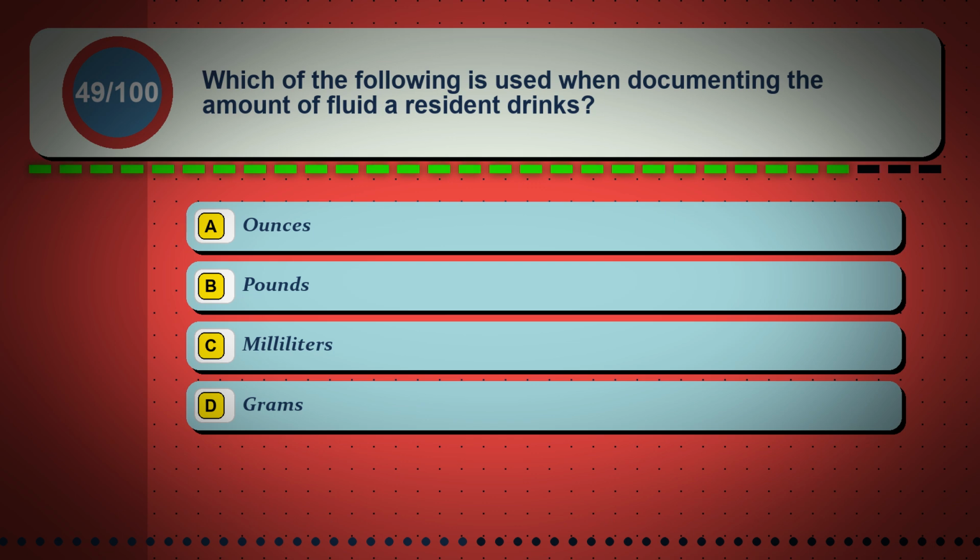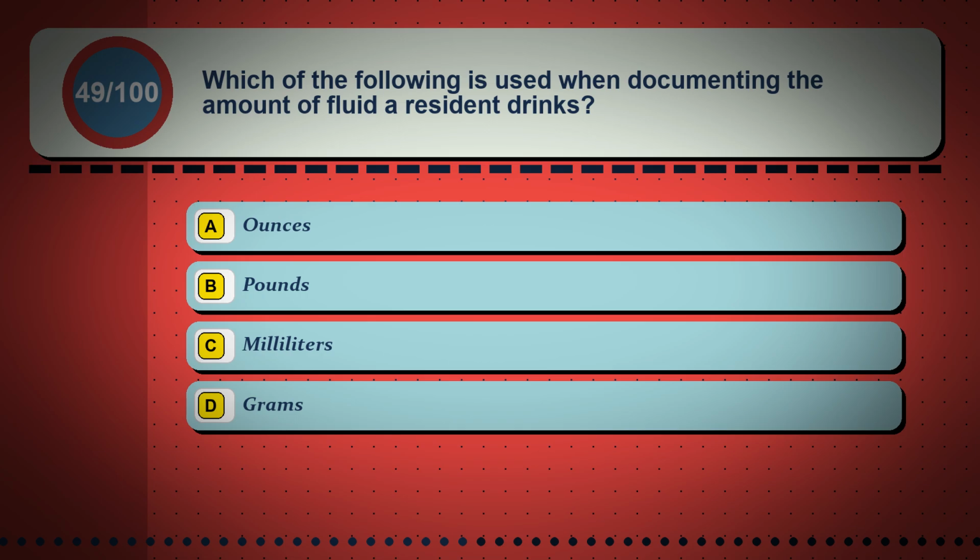Question 49. Which of the following is used when documenting the amount of fluid a resident drinks? Option A. Ounces. Option B. Pounds. Option C. Milliliters. Option D. Grams.